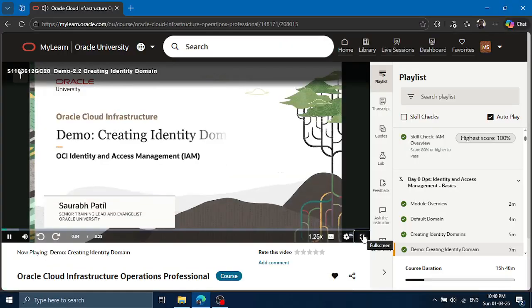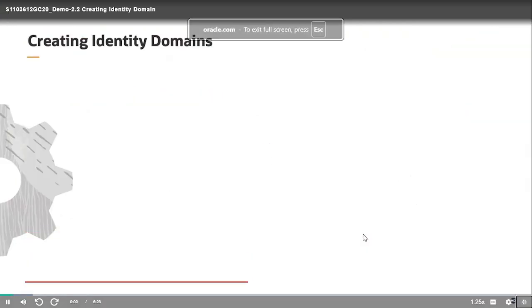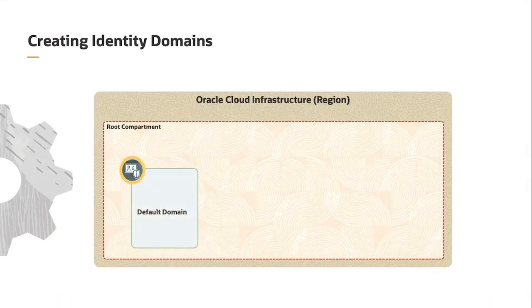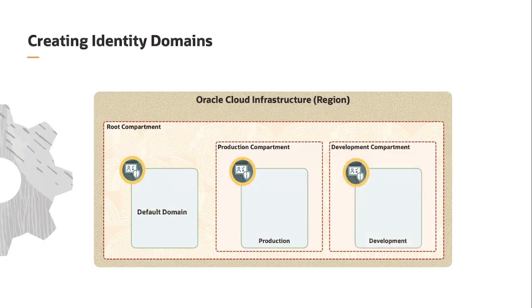Welcome to the demo of creating an identity domain. Let us consider a use case where we have a subscribed OCI tenancy. By default, we get the default domain. Now suppose you need additional domains to manage your production and development teams' identities separately. To do this, we need to start by creating a dedicated compartment for each team or domain to ensure isolation. Then we will create identity domains, one for production and one for development, with a domain admin to manage each domain. So let us go to the console and deploy this use case step by step.